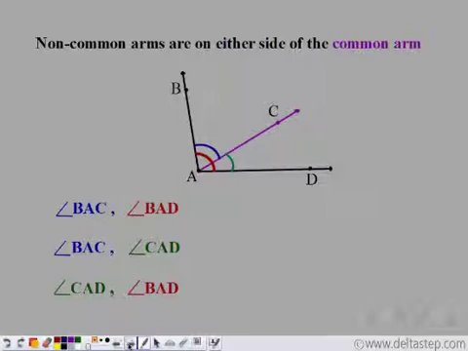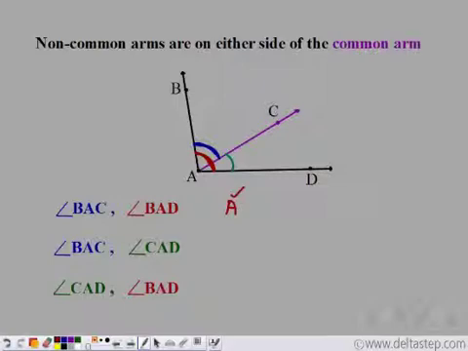Let us check. First, let us check for angle BAC, which is this, and angle BAD, which is the bigger angle. What is the vertex of these two angles? Angle BAC has vertex A. Angle BAD has its vertex as A. So they have a common vertex.